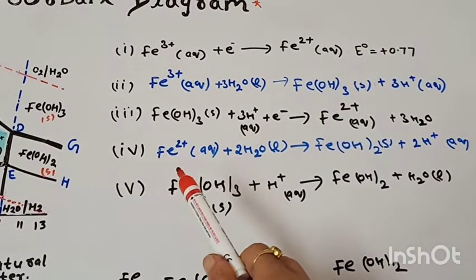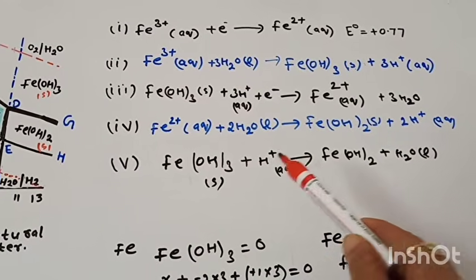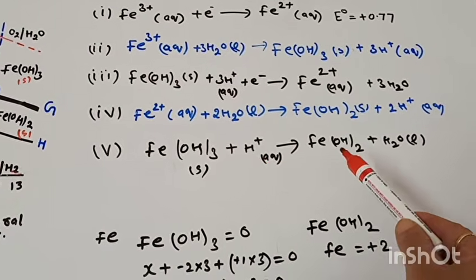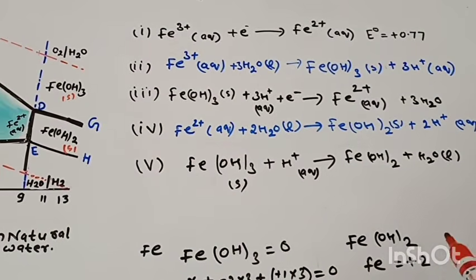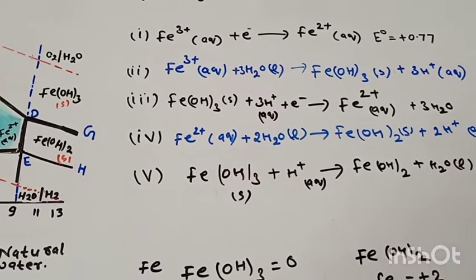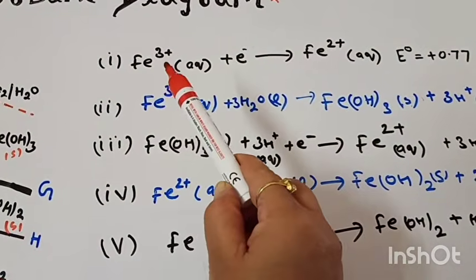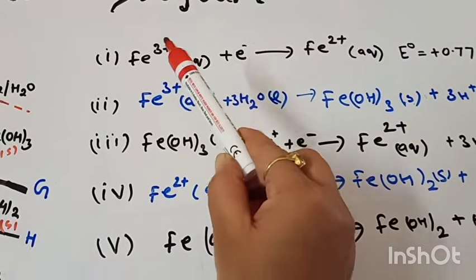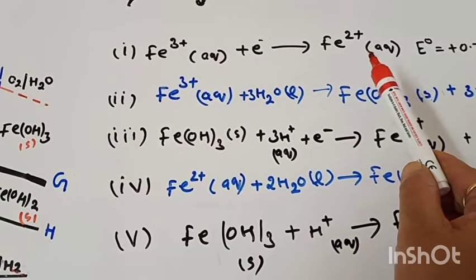In this reaction, ferric hydroxide converts to ferrous ions. Again, ferrous ions are converting to ferrous hydroxide, and the ferric hydroxide is reacting with H+ to form ferrous hydroxide. Students, these reactions are our simple oxidation reduction reactions, and you have to keep in mind whether the oxidation number is changing or not. See here, if Fe3+ is converting to Fe2+, it is simple, our oxidation number is decreasing, 3 to 2, so this is a reduction reaction.